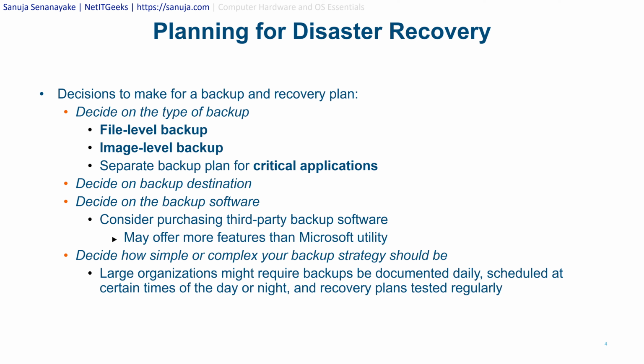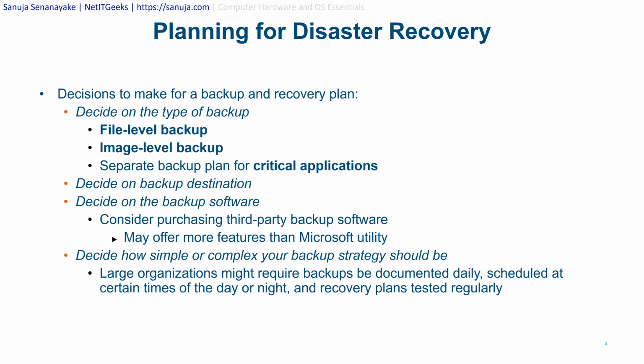So typically in an organization, image level backup does not include user files, while the file level backup does not include an image of the operating systems or drivers, vice versa. Separate backup plans for critical applications can also be implemented depending on your organizations. So keep that in mind. So if you have a critical application in your organization, make sure that you have a separate backup plan for that. That may be more useful than your file level or image level backups.